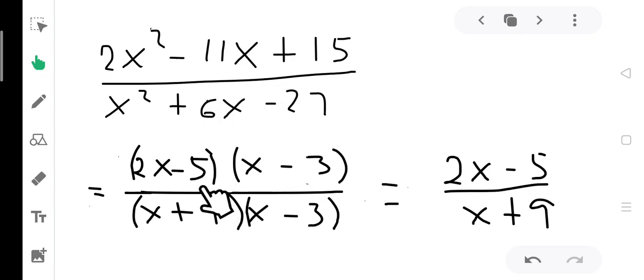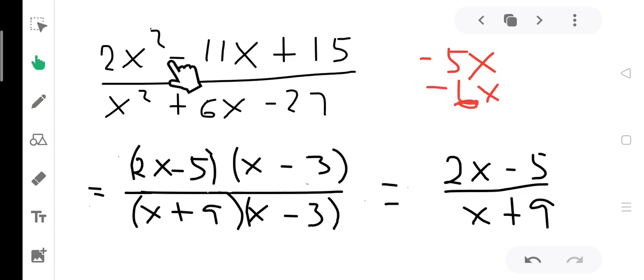Now let us check whether the middle term can be satisfied. We have negative 5 times x, that is negative 5x. Then 2x times negative 3, that is negative 6x. Combining the two, we have negative 11x. So the middle term is also satisfied, meaning these are the correct binomial factors.